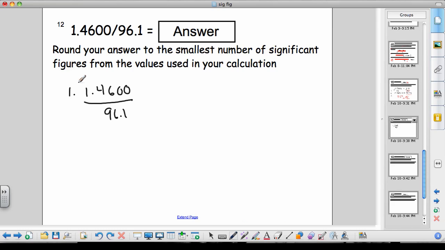So 1.4600, my decimal's present, so I'm going to be moving across it from the left side, the Pacific side. I'm going to move across this. I'm going to see that I have 1, 2, 3, 4, 5. So this has 5 sig figs. This value has 5 significant figures to it.